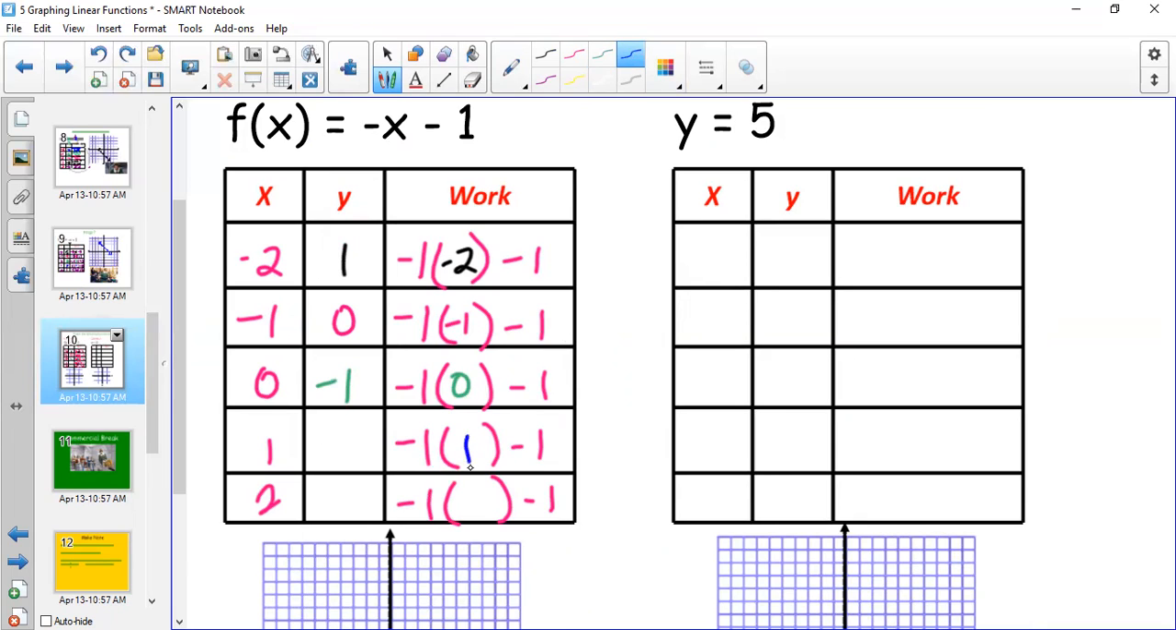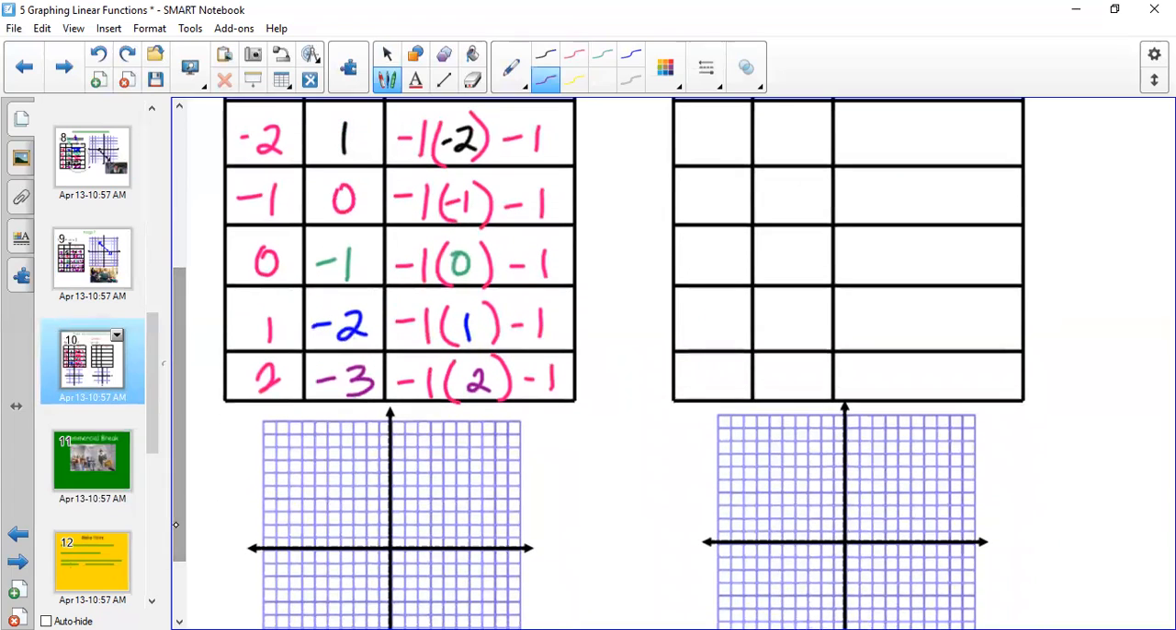Plug in 1, that would have been -1 minus 1, -2. And last, that would have been -2 minus 1, -3. So if you plotted that, it would have been left 2, up 1, just left 1, just down 1, right 1, down 2, and right 2, down 3. Your graph would have looked like that.